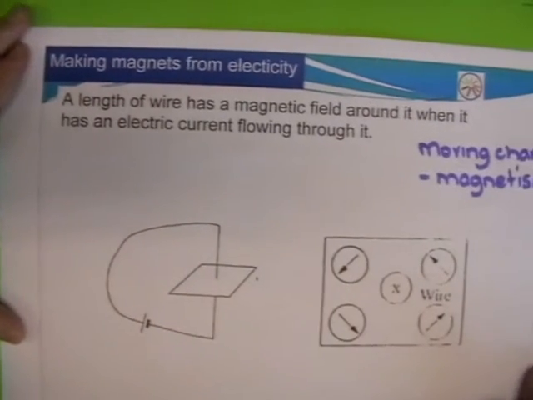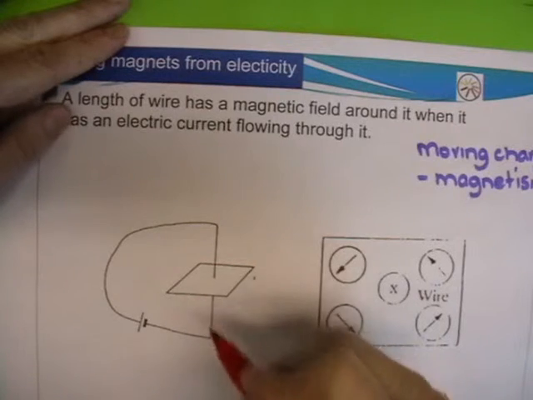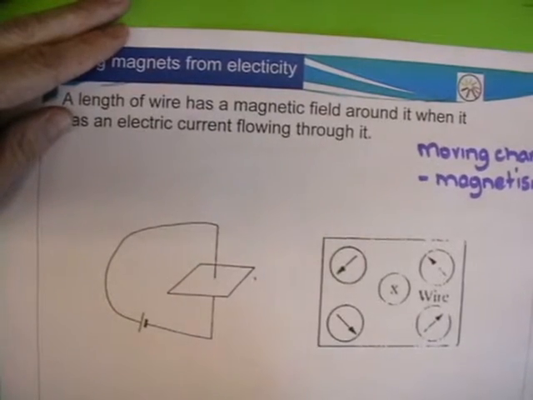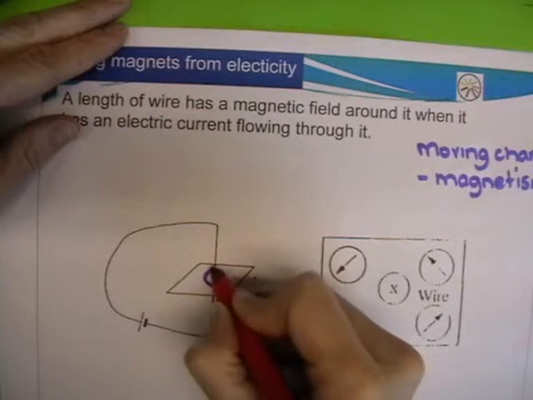If you wanted to look at that, what you can do is put your wire down through a piece of card and shake iron filings onto your card. And what you'll actually see is a circular pattern, like that.